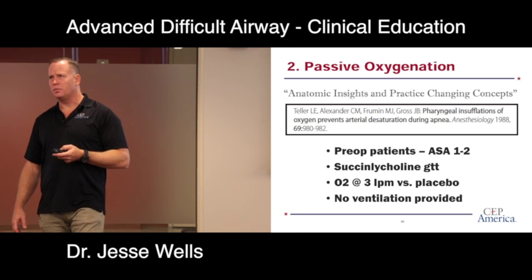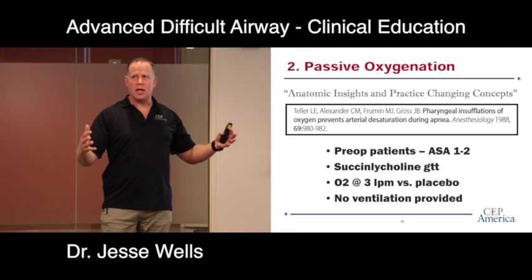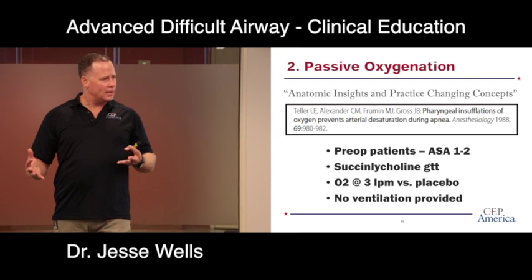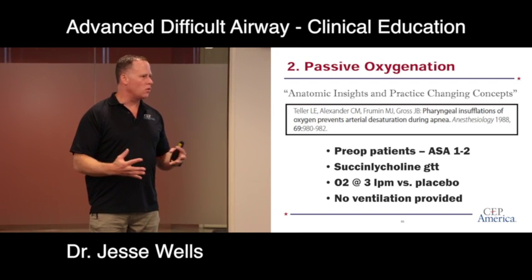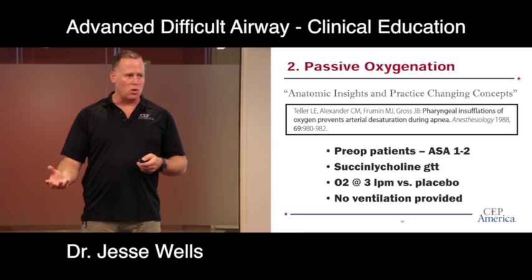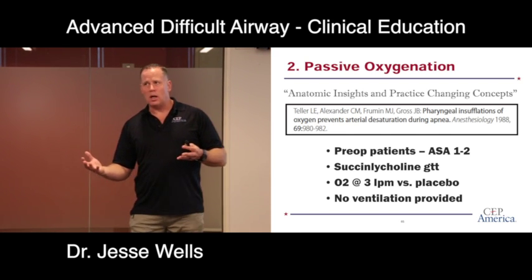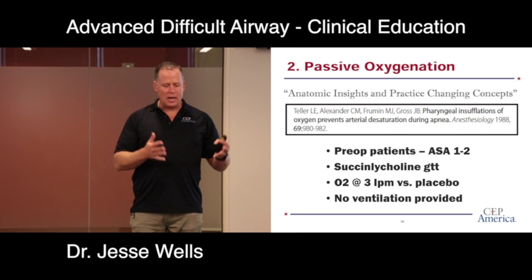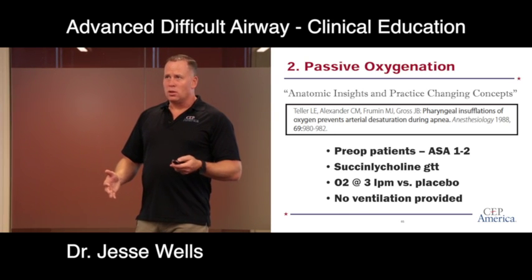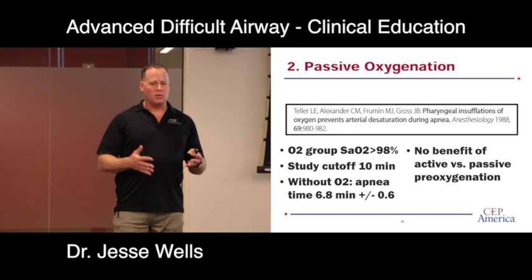Let's look at some studies here. This is a study done in 1988, and again, look at the time it takes for us to change our practice. This was kind of a wimpy study where they took healthy subjects, American Society of Anesthesia Class 1, so normal airways, and basically they put them on a succinylcholine drip and randomized them to no ventilation for all of them. Half of them got oxygen at 3 liters per minute, and the other half got no oxygen at all.